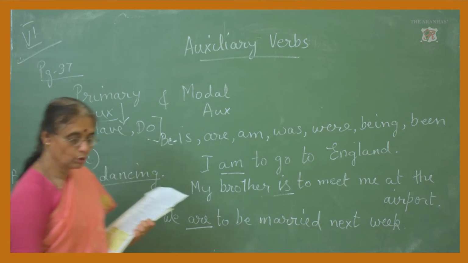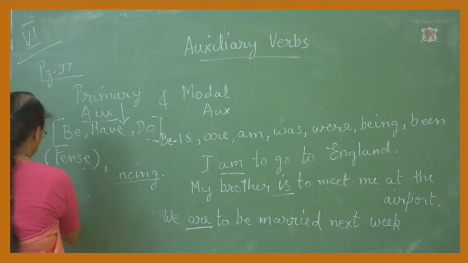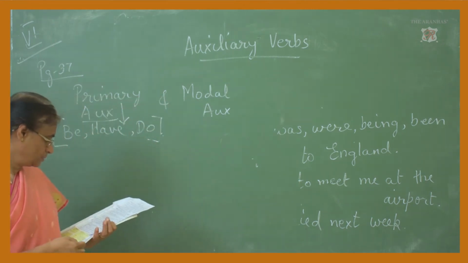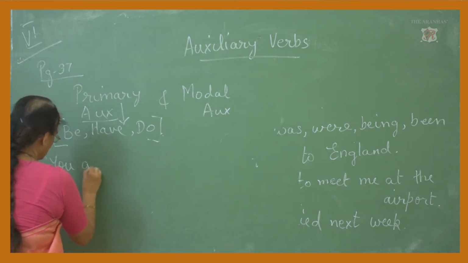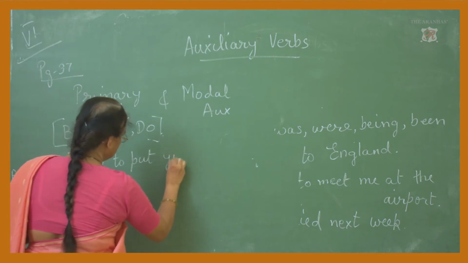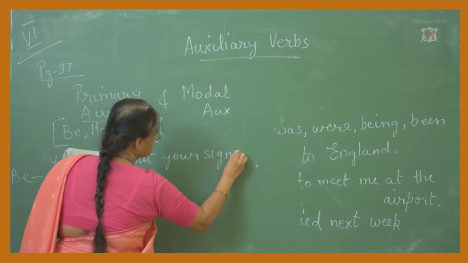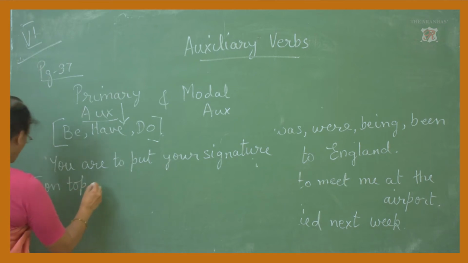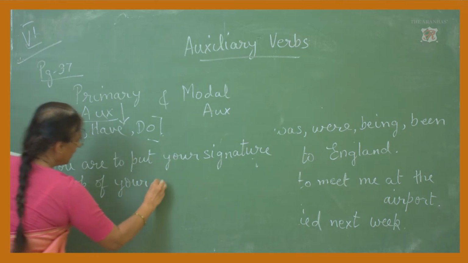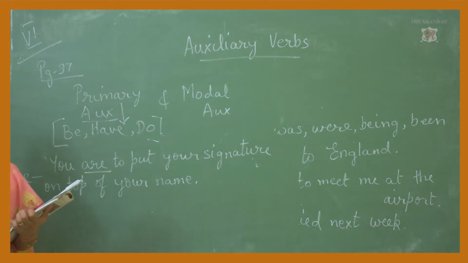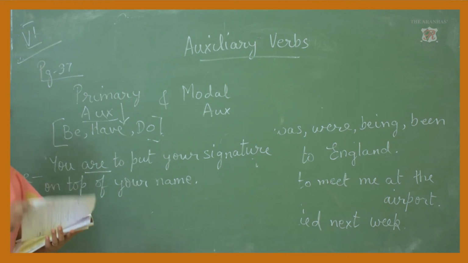Now one more. To give a command, order. Okay. The next one we will be doing is ordering. One sentence. You are to put your signature on top of your name. That means you are giving a command. Are is used over here. Is that clear? So in this particular situation also, these different forms of be can be used. I hope you have understood how the different forms are used.